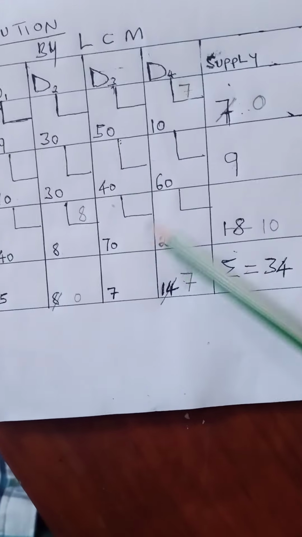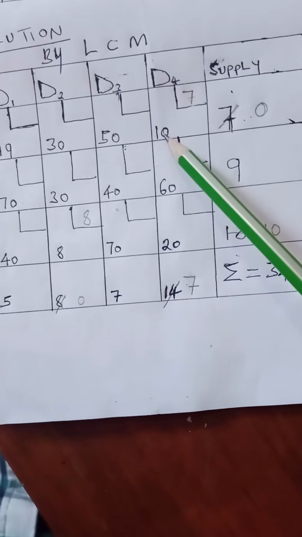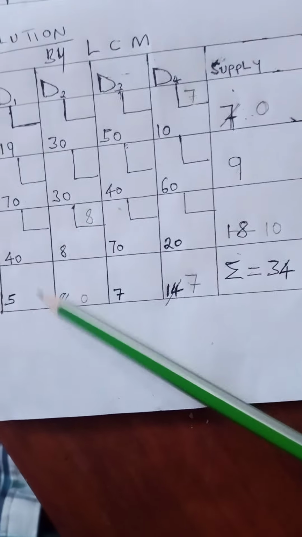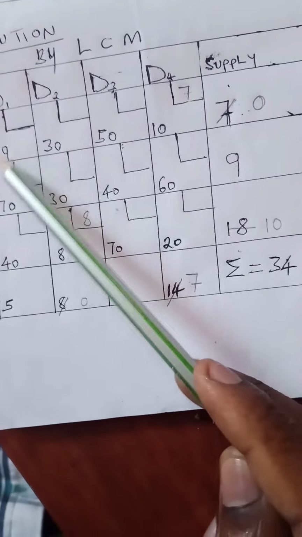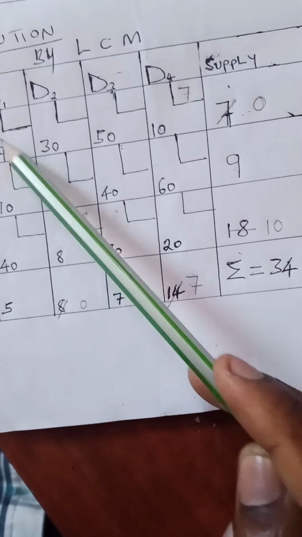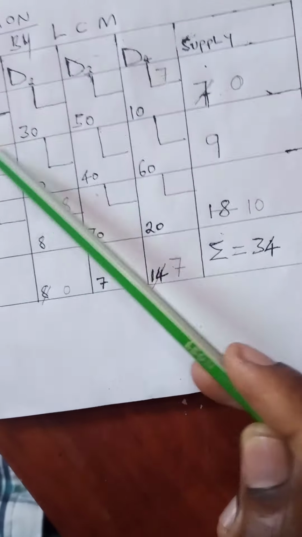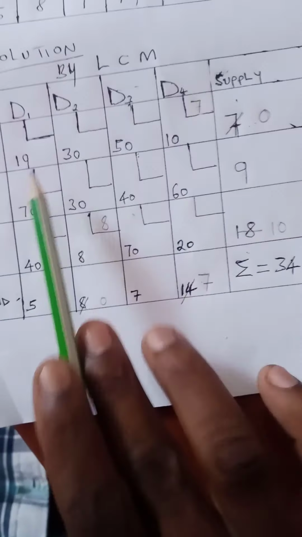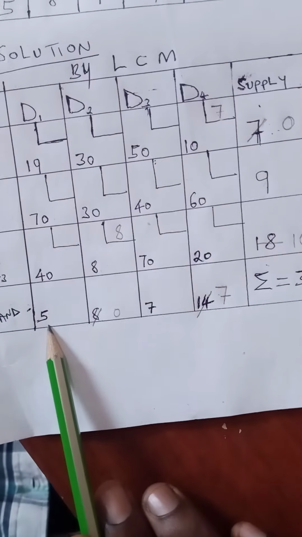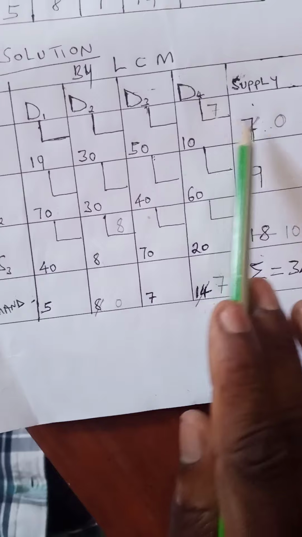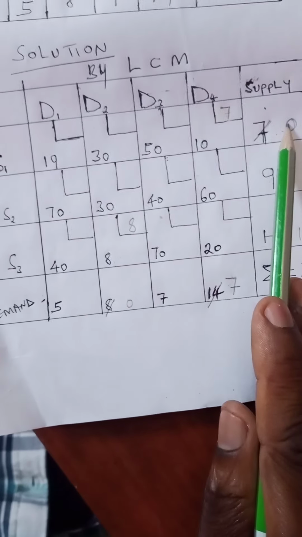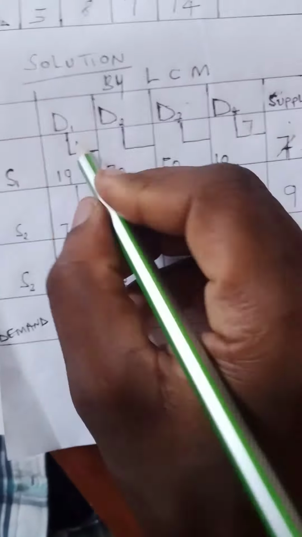As you see now, after 10 here, the following least cost is this one. The following least cost is this one. So the following least cost is 19. As you can see here, our demand here is 5, and our supply here remains 0. So we cannot supply 0, then it will remain 0 here.